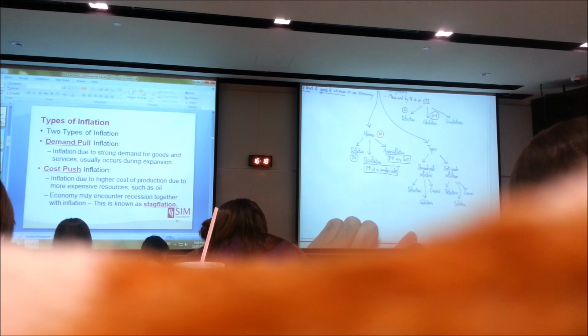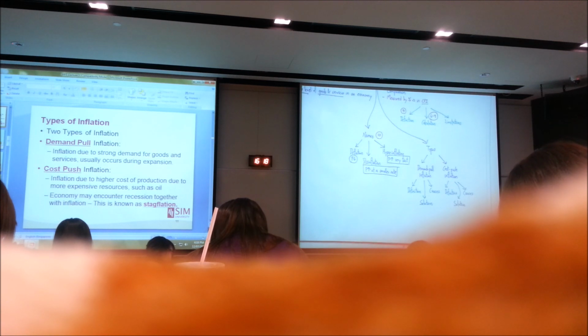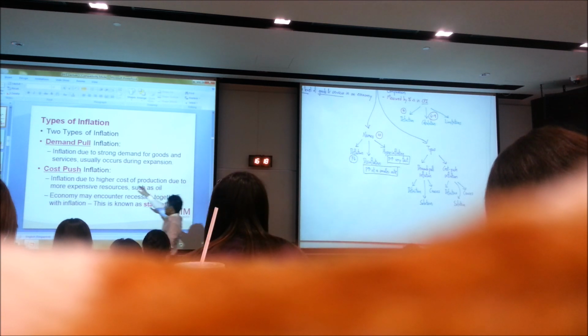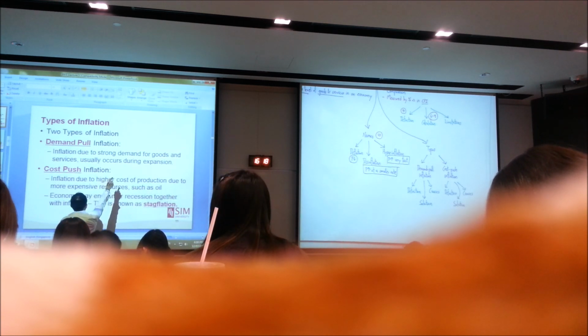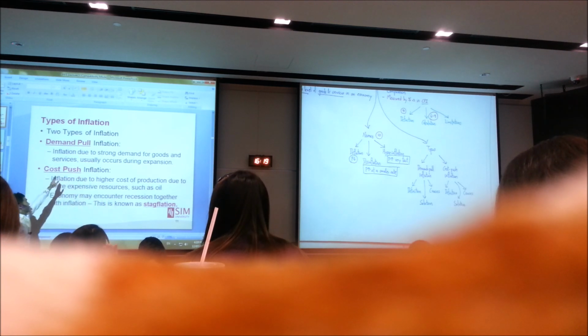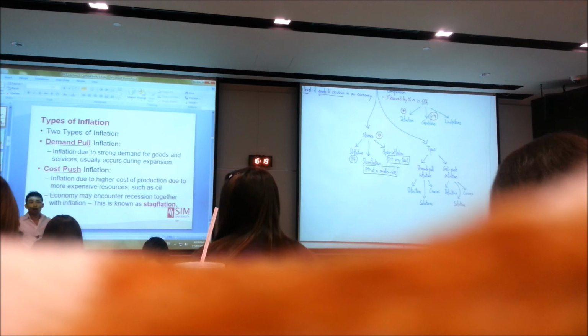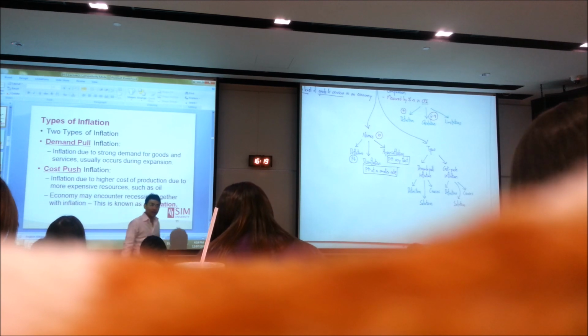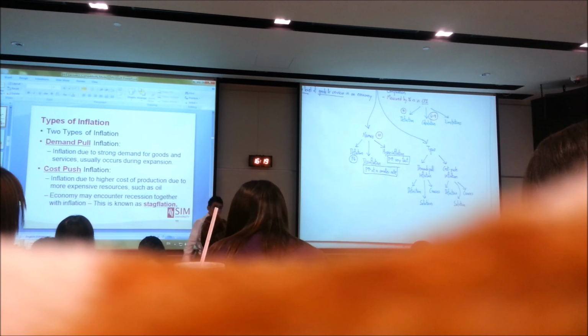Okay, definition. Let's take a look now. Demand pull inflation: inflation due to strong demand for goods and services, usually occurring during economic expansion. That means there's a lot of demand for goods and services. Maybe the economy is doing very, very well. Everyone wants to buy more things, right? Buy more property, buy more cars. When the economy is doing well, everyone gets richer, they'll buy more cars, more TVs, all these things.